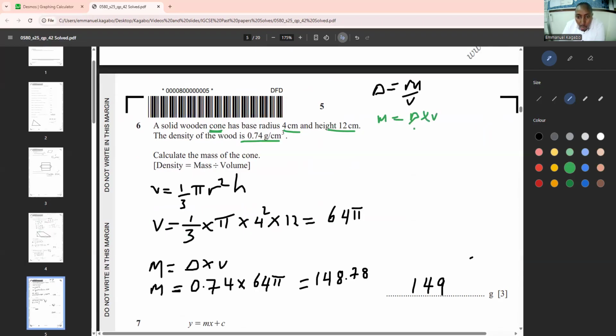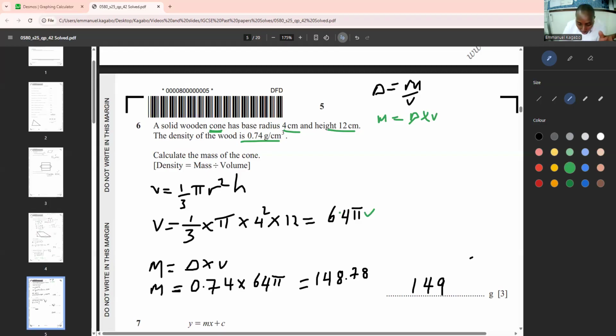Do you get that? Now, when you check, you don't have volume. So we need to calculate the volume. What's the volume of a cone? 1 over 3 pi r squared h. So I have the radius, I have the height. Substituting the formula, 1 over 3 times pi times 4 squared, which is the radius, times the height, gives me this. That's the volume of what?